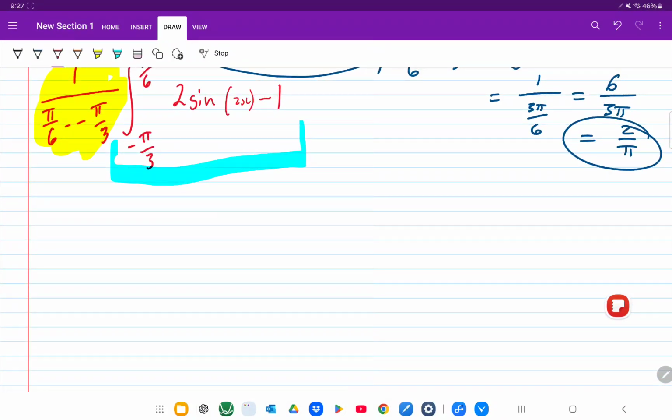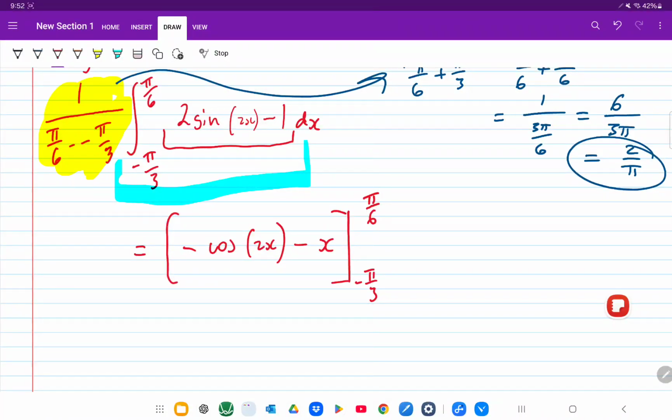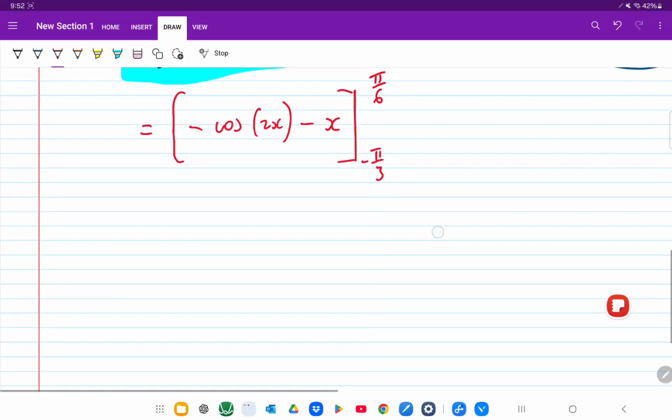For this next section, we'll need to first find the integral of this section here with respect to x. The antiderivative of 2 sin 2x minus 1 dx is equal to negative cos 2x minus x, and we're going to evaluate that from negative pi on 3 to pi on 6. And then after that, we can make the substitutions.